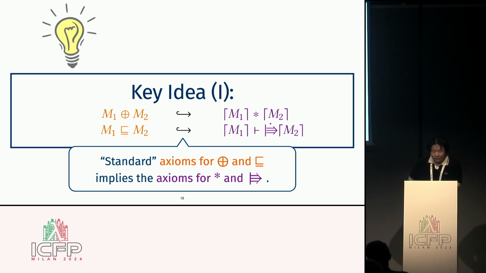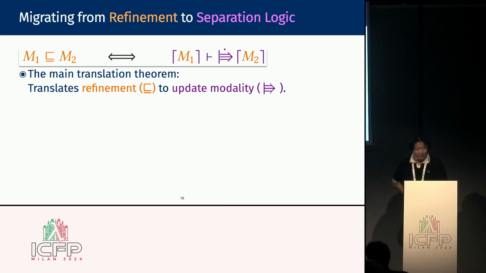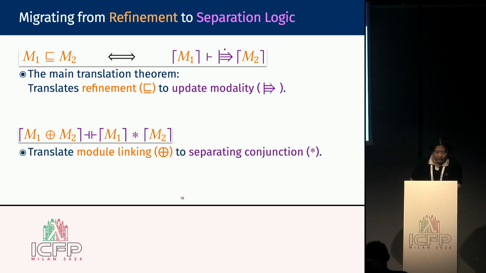And actually, when I talked about this observation, people didn't believe me until I formalized it in Coq. So the theorem on the top is the main theorem that allows us to migrate from refinement world to separation logic world. The ceiling operator simply lifts a module to a separation logic assertion, and the fact that M1 refines M2 is now represented via this update modality. Below is the rule to translate module linking operator to the separating conjunction. And again, don't try to understand this with the usual interpretation of separation logic as heap assertions. Rather, you should see it as just a syntactic formal system.